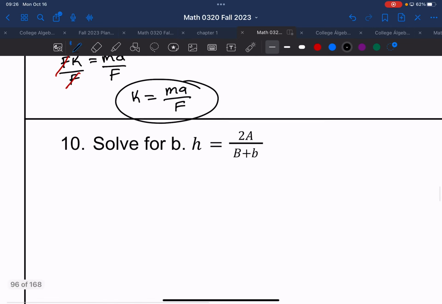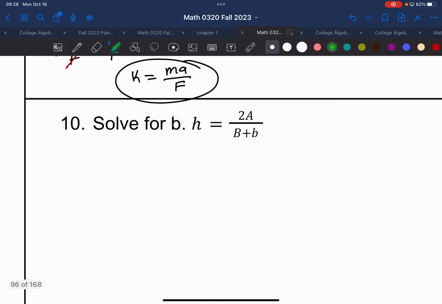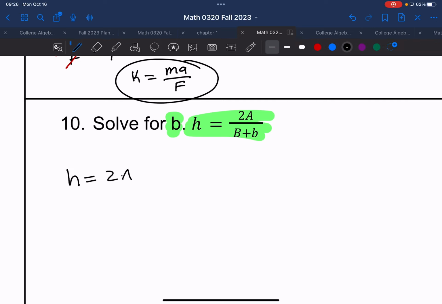Do the same thing for 10. So here's my equation. H equals 2a over big B plus little b. What is it having us solve for? Yep, that little b. Okay, so rewriting this, I have H is equal to 2a over big B plus little b. Remember, it's always easiest to have a fraction equal to a fraction. So what do we need to do first?